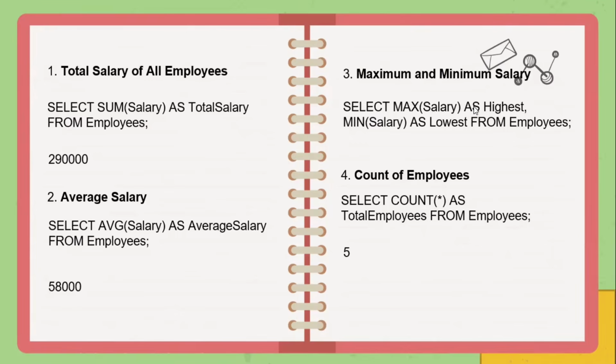Similarly, for maximum and minimum salary, select max salary as highest, min salary as lowest from employees. It will show you the maximum and minimum in the same line. Then count of employees: select count star as total employees from employees. It will show you the number of employees that are present in that table.